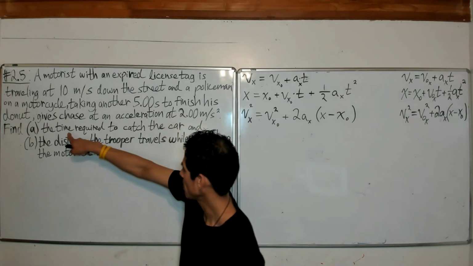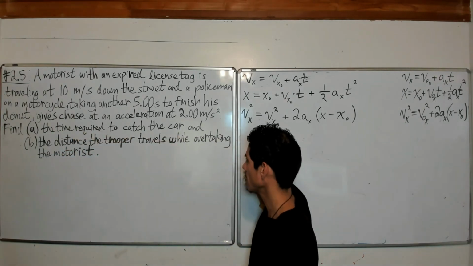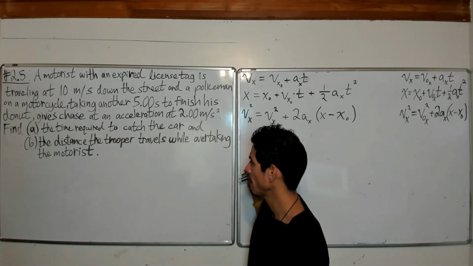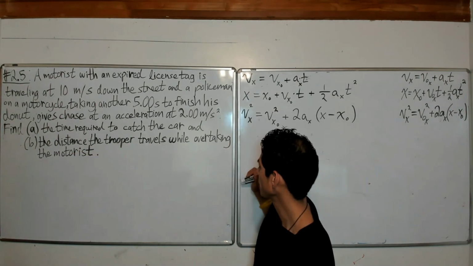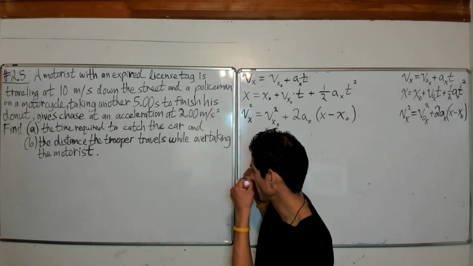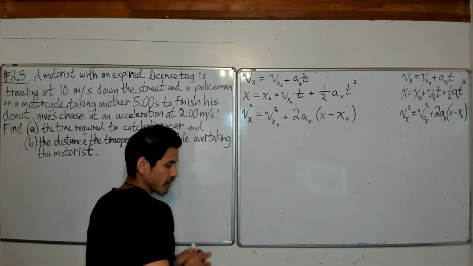All right, so we have to find the time required to catch the car. How long did the cop take to catch the guy? And how far did they go? The distance the trooper traveled while overtaking the motorist. So they were racing something.